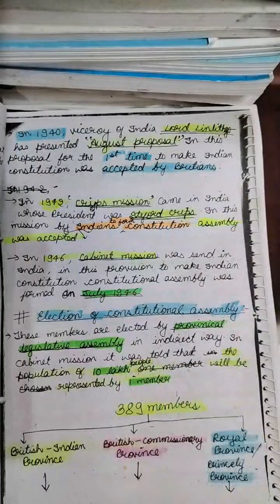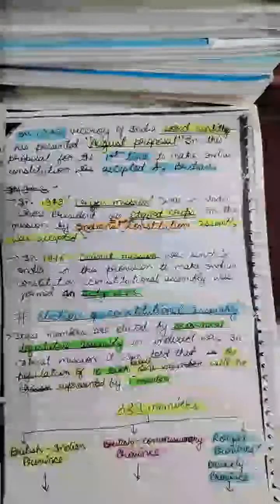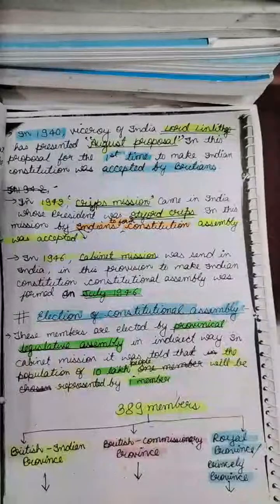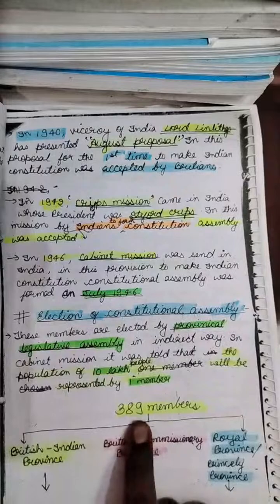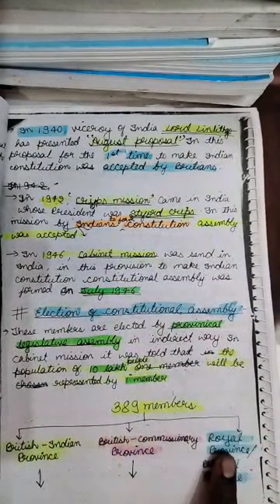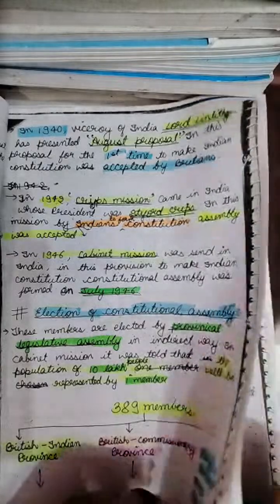Election of the Constituent Assembly. These members are elected by the provincial legislative assemblies in an indirect way. In the Cabinet Mission, it was told that a population of 10 lakh people will be represented by one member. 390 members: British India, communal provinces, royal provinces, and princely provinces.